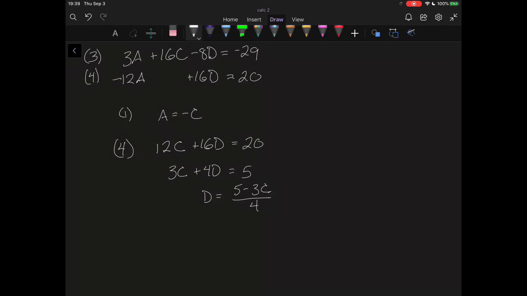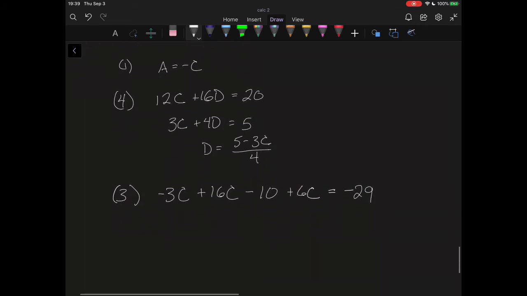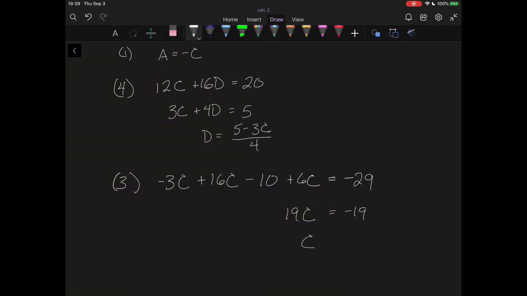Now, we want something with a multiple of 4 times our D so we can get rid of that denominator. So let's plug this into equation 3. So 3A is the same as negative 3C. 16C is going to stay 16C. And negative 8 and 4 reduce. So we have negative 2 times 5 minus 3C plus 6C is going to be equal to negative 29. We can add that 10 over, and we get negative 19. And 16 plus 6 minus 3 is the same as 16 plus 3, which is 19. So we have 19C equals negative 19.